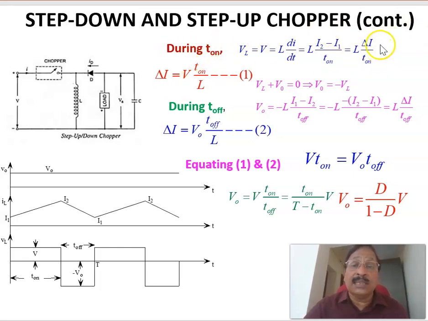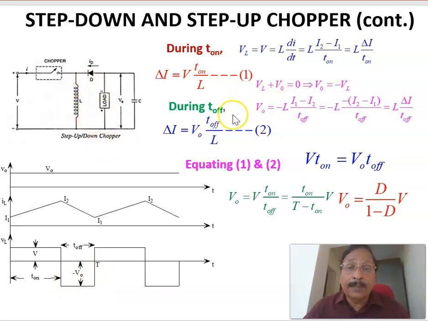From this equation, the change in current delta I is equal to the input voltage V, since VL equals V, multiplied by T-on divided by L. Therefore, delta I, that is I2 minus I1, is equal to V into T-on divided by L during the on period. And during the off period, as we have seen, the switch is off, and the energy stored in the inductor will be driving a current through the load, and the voltage across the inductor is minus V0.